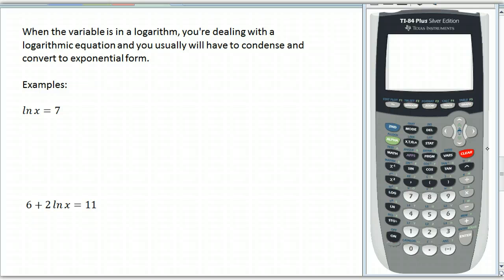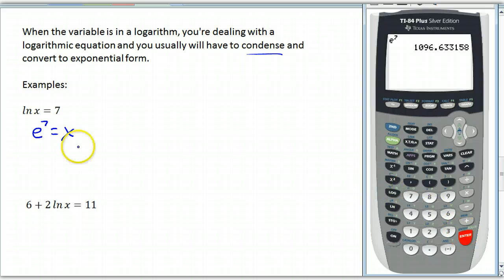What happens when you have logarithms? Well, you have a logarithmic equation, and you'll usually have to condense it if necessary and then convert to exponential form. So how would I solve this? The natural log of x equals 7. Well, the base of a natural log is e, so we're going to convert this to exponential form. E to the 7th is x, and on my calculator I'm going to do e to the 7th, enter, and I get 1096.6.